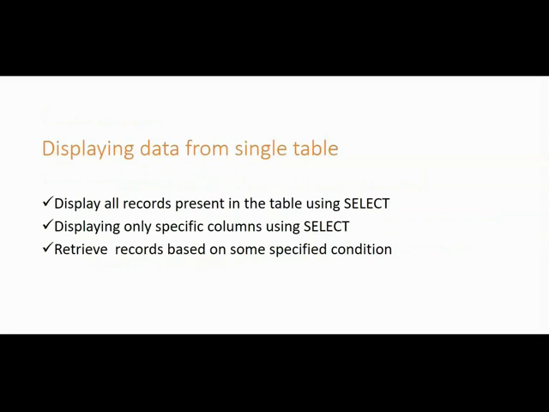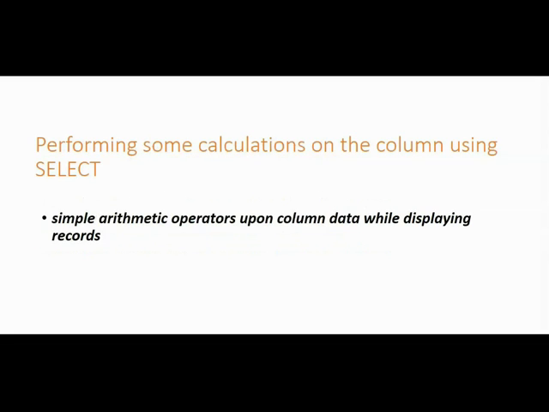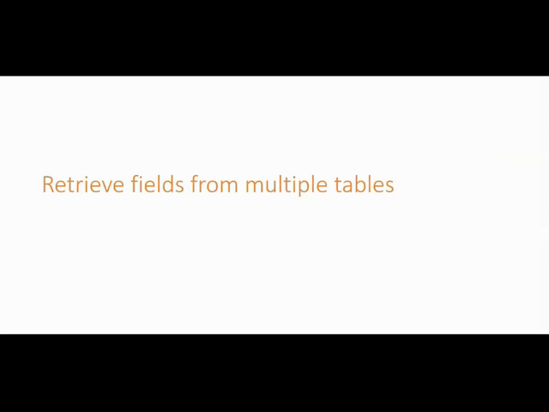The first dimension is displaying data from a single table, that is displaying all the records on all the columns, and displaying only specific columns in the second approach of the first dimension. The third approach of the first dimension is to retrieve records based on some specific condition. Next one would be performing some calculation. This is the second dimension. We can perform some simple operations upon the columns while displaying data, and these operations will not affect the actual database tables and are for display purpose only. The third dimension would be retrieving records from multiple tables.